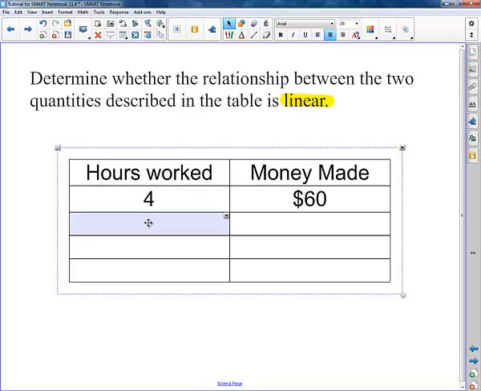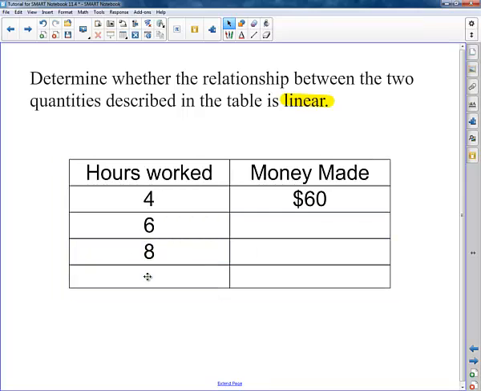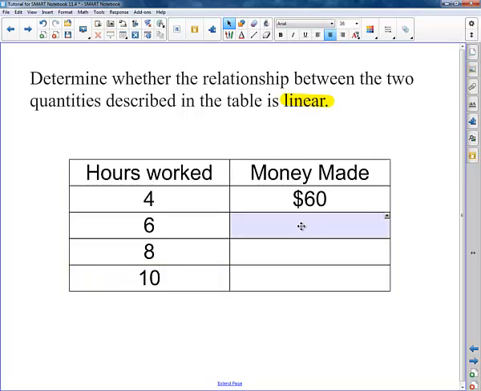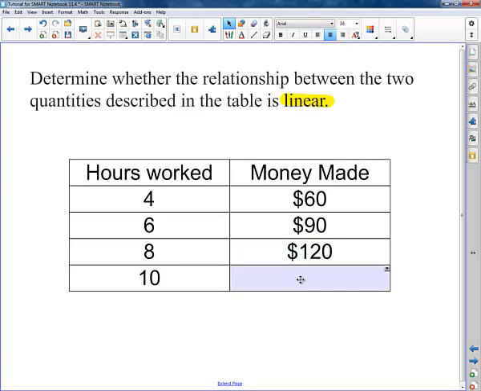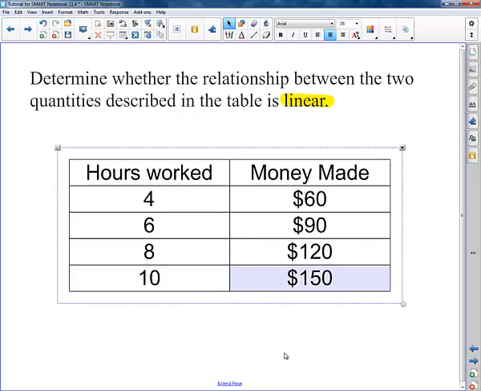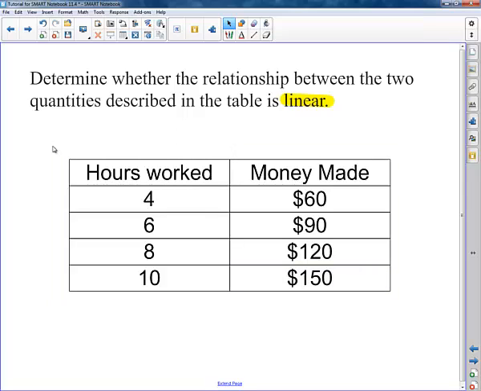So 4. Let's do 6. Let's do 8. And let's do 10. Okay, for the dollar amount, let's just make it 90. Let's do $120. Let's do, I don't know, $150. Sound good? We're good? If you said no, sorry. Sound good to me. So we'll do that. Okay, so go ahead and make that table.